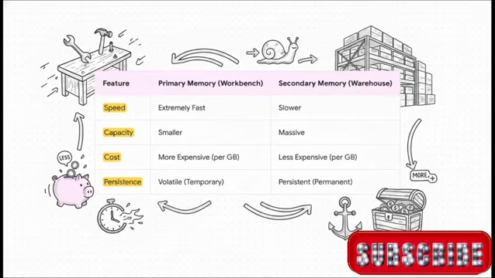And of course, it's volatile. It's temporary. Then you have the warehouse, secondary memory. It's slower, yeah, but it gives you that massive capacity for a much lower price. And it's persistent. It's permanent. They're just perfectly designed to balance each other out.